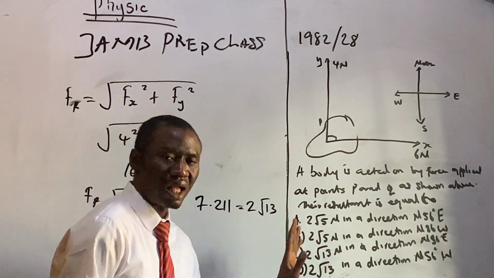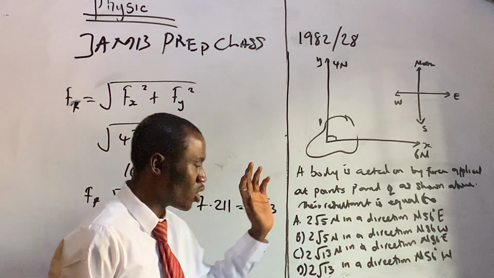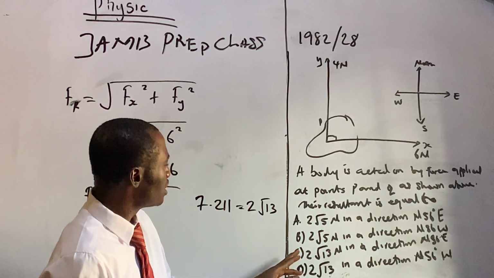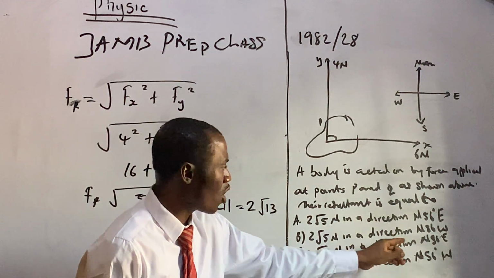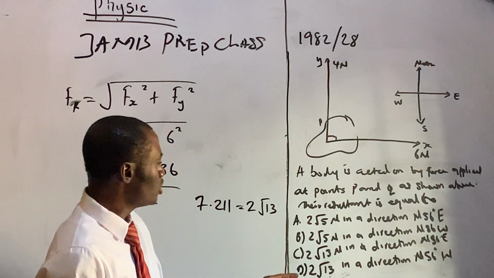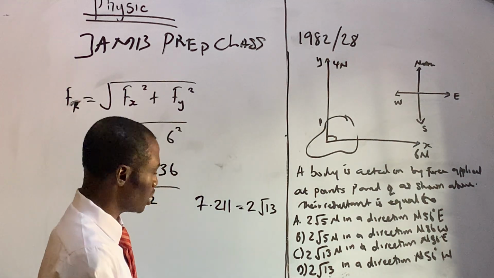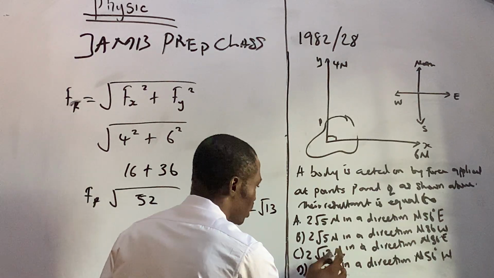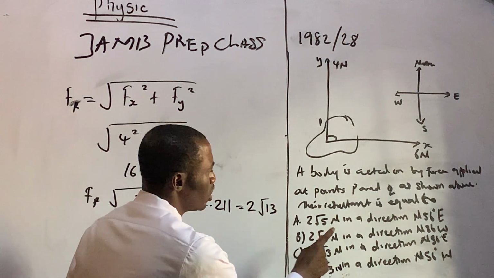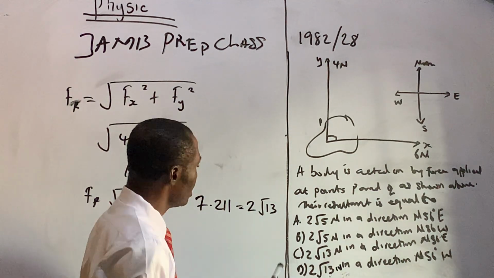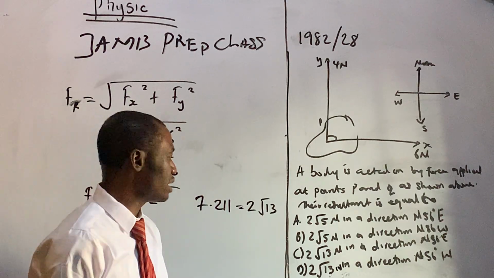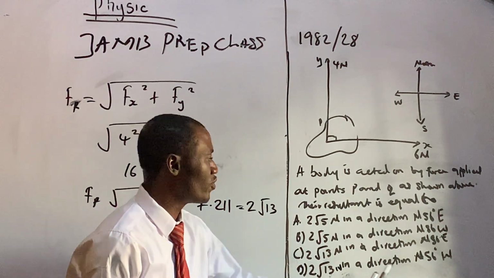It says 2, that's off. 2.5, that's off. Between these two, it says 2 Newton in the direction of northeast. 2 square root of 3 Newton, there should be Newton here, in the direction of north of east. 2 square root of 13 Newton in the direction of north of west.